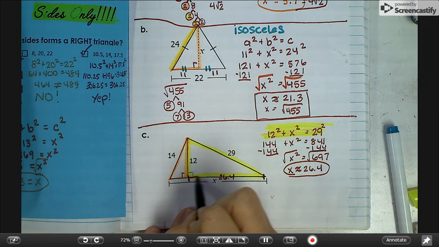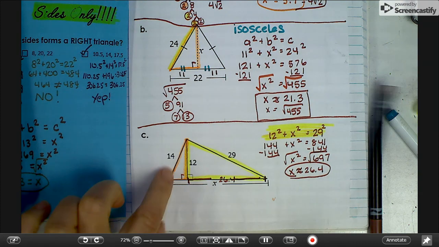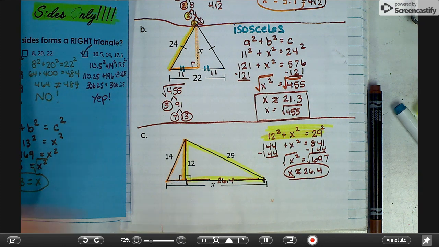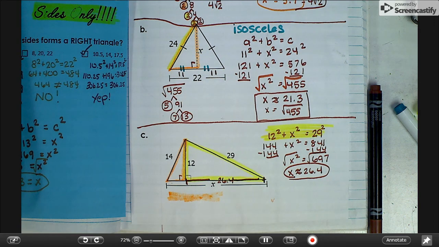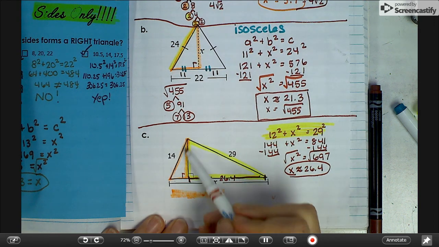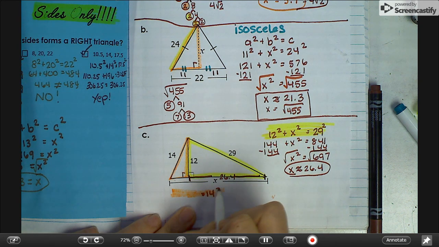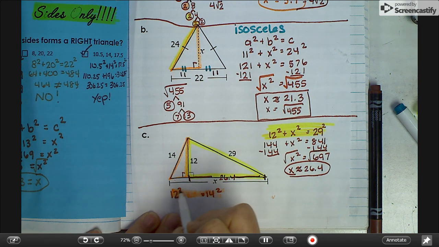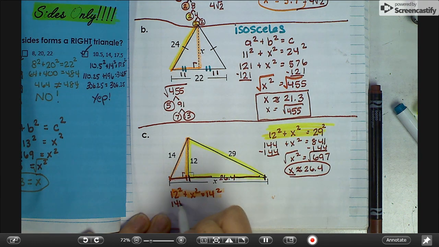And that goes this part here. Now we need to figure out this part of the orange triangle. 14 is the hypotenuse because it's across from the right angle. So we'll have 12 squared plus x squared for this piece right here equals 14 squared. I'm skipping ahead.